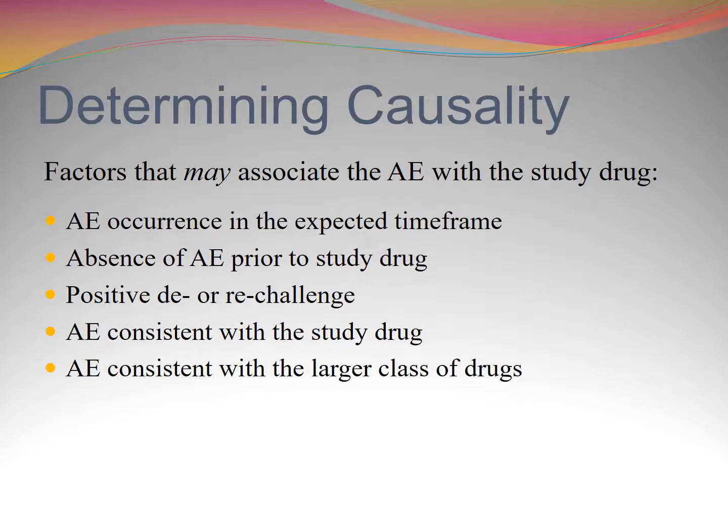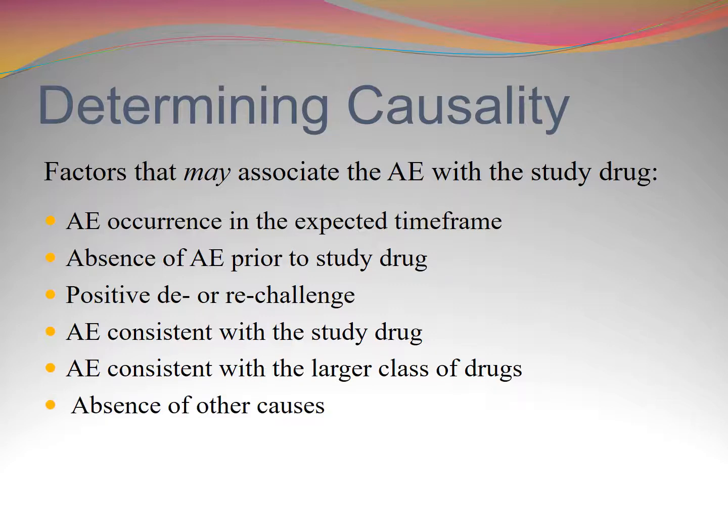Now the adverse event is consistent with a larger class of drugs. So we know different classes of drugs cause different adverse events. So if that investigational drug has a mechanism of action that is very similar to the class of drugs it belongs to, you can pretty much reliably anticipate certain adverse events.